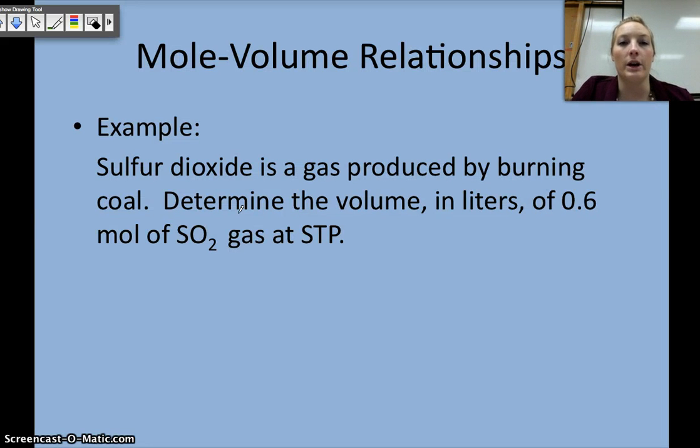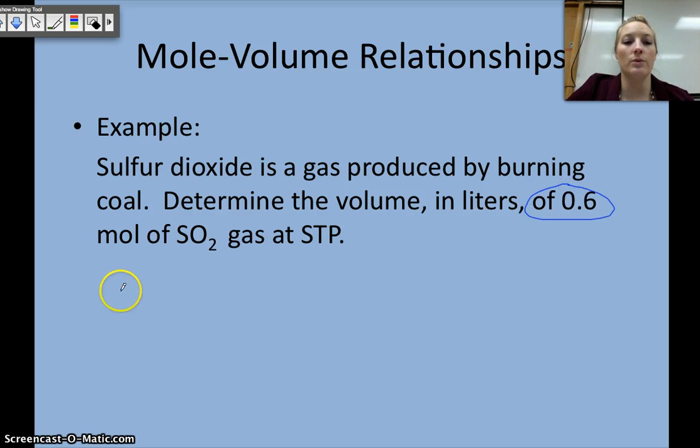So let's try an example here. Mole to volume relationship with sulfur dioxide. It's a gas that we get by burning coal. It goes into the air and it actually makes acid rain. But if we wanted to determine the volume in liters of 0.6 moles of SO2 at STP.